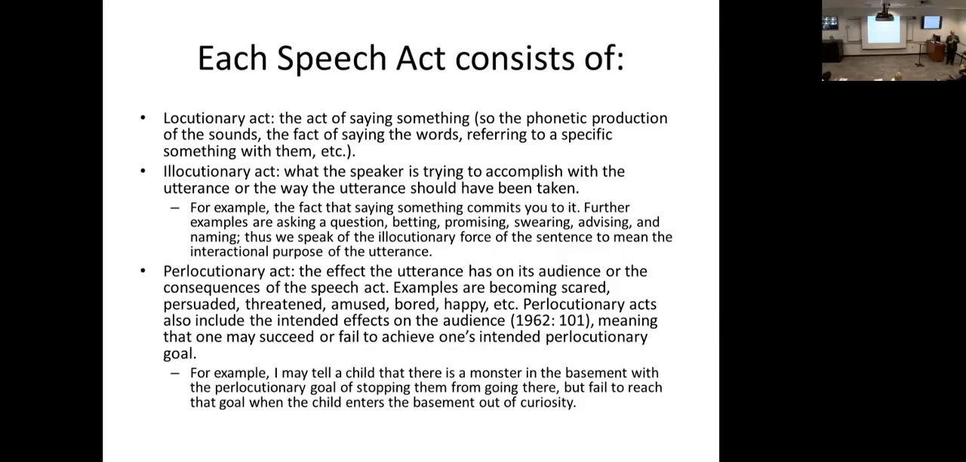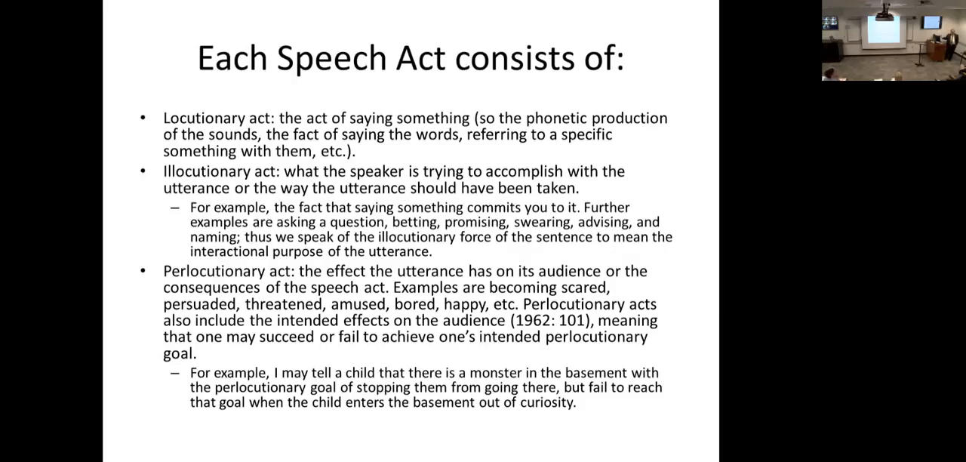Okay, that's a good question. What would be an example? If you intended to scare me and I became scared. Well, those would be the same thing at the perlocutionary level. Okay, so it would be successful. It was the intention of the perlocutionary act, and it happened to be successful. Yeah. So what would it be classified as?